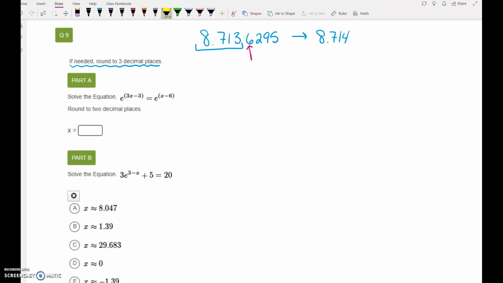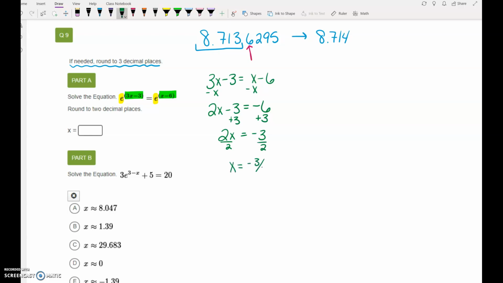First one, e to the 3x minus 3 equals e to the x minus 6. Exponents on both sides. The e's are the same on both sides. So e to the stuff equals e to the other stuff. The stuff is going to equal the other stuff. So we would subtract x on both sides to get 2x minus 3 equals negative 6. Add 3 on both sides to get 2x equals negative 3. Divide both sides by 2 to get x equals negative 3/2.